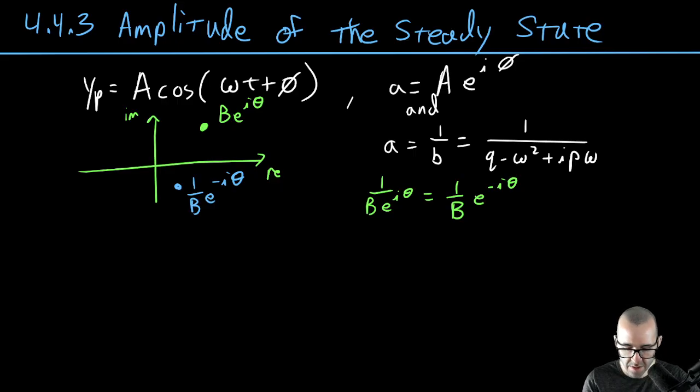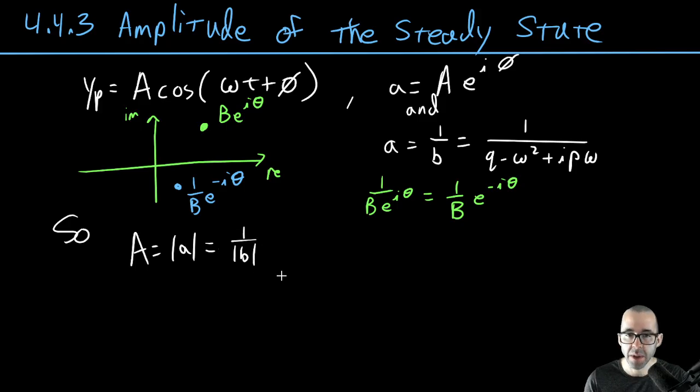So we know that our amplitude is the modulus of A, and we just showed that the modulus of A will be 1 over the modulus of B. Because this is a complex number, we're looking at the reciprocal. What's the reciprocal of this complex number? Well, it's that. Okay. So, without further ado, what is the modulus of B?